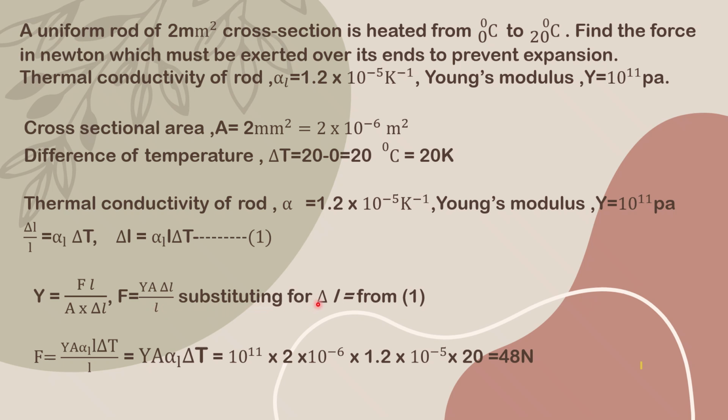On substituting for delta L from equation 1, we can substitute for delta L here as alpha L into L into delta T. The L gets cancelled from the numerator and denominator. F is equal to Y A alpha L delta T. So on substituting Y 10 raised to 11, A 2 into 10 raised to minus 6, alpha L 1.2 into 10 raised to minus 5 and temperature difference delta T equal to 20, we get F is equal to 48 Newton.